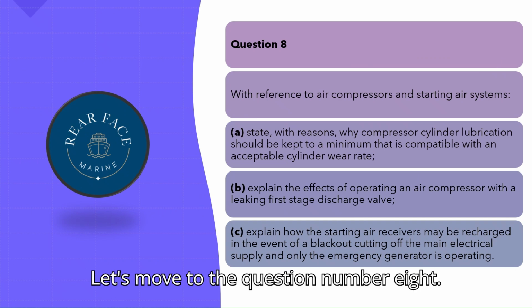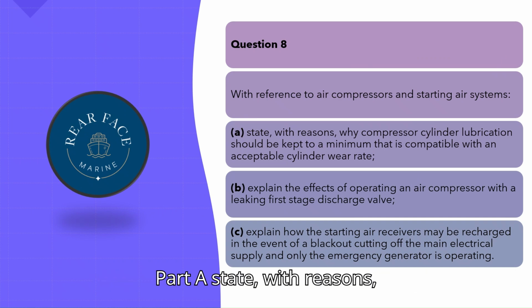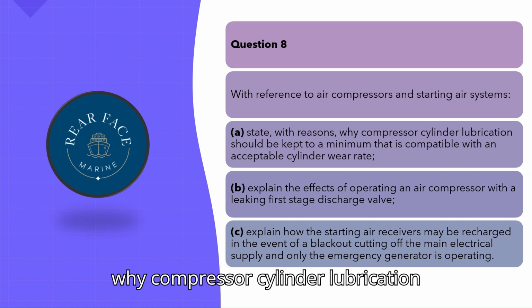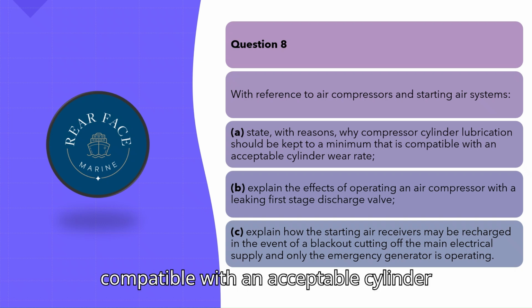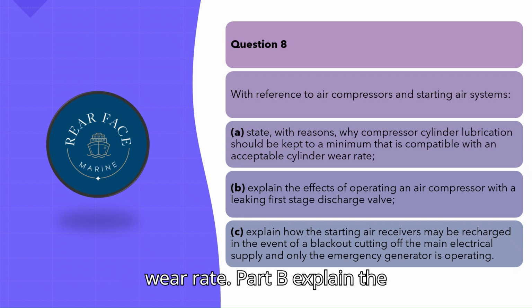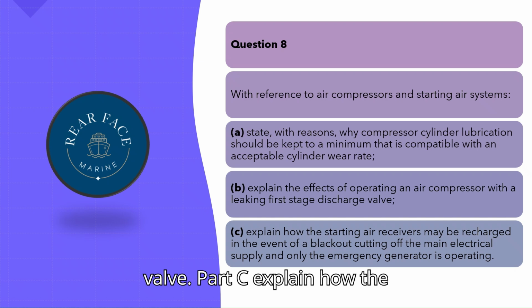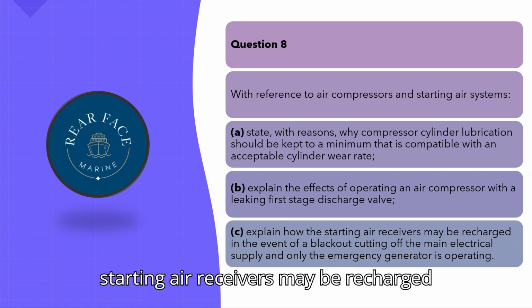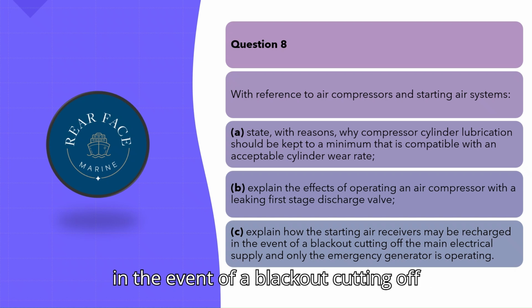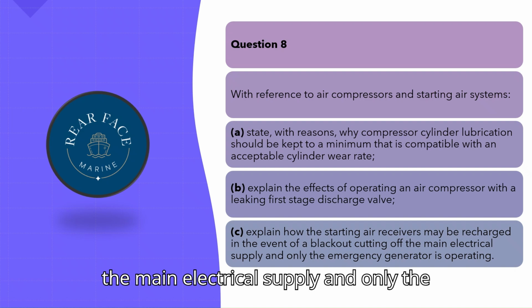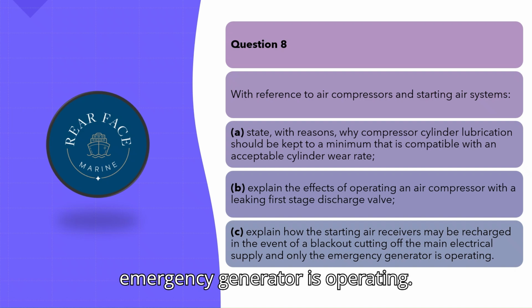Let's move to question number 8. Part A. State, with reasons, why compressor cylinder lubrication should be kept to a minimum that is compatible with an acceptable cylinder wear rate. Part B. Explain the effects of operating an air compressor with a leaking first-stage discharge valve. Part C. Explain how the starting air receivers may be recharged in the event of a blackout cutting off the main electrical supply and only the emergency generator is operating.